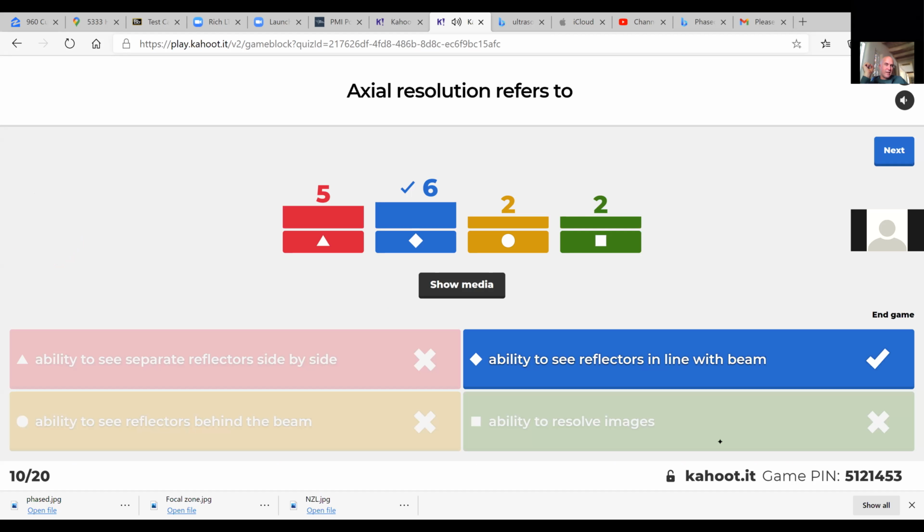But we just barely have a plurality of you saying ability to see reflectors in line with the beam or parallel with the beam. Side by side, that's a different resolution. Behind the beam is not really proper terminology, but we could use that for another resolution. And the ability to resolve images, it's kind of right, but it's not the most right.